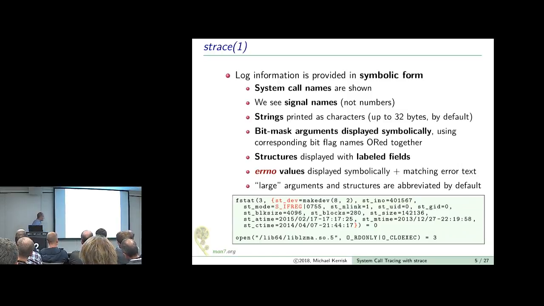Okay. Another example here, we've got open. open takes a path name and a flags argument. Again, the flags argument is displayed symbolically. open returns to us a file descriptor, assuming it succeeds, and we see the file descriptor number being displayed there. It's file descriptor number 3.